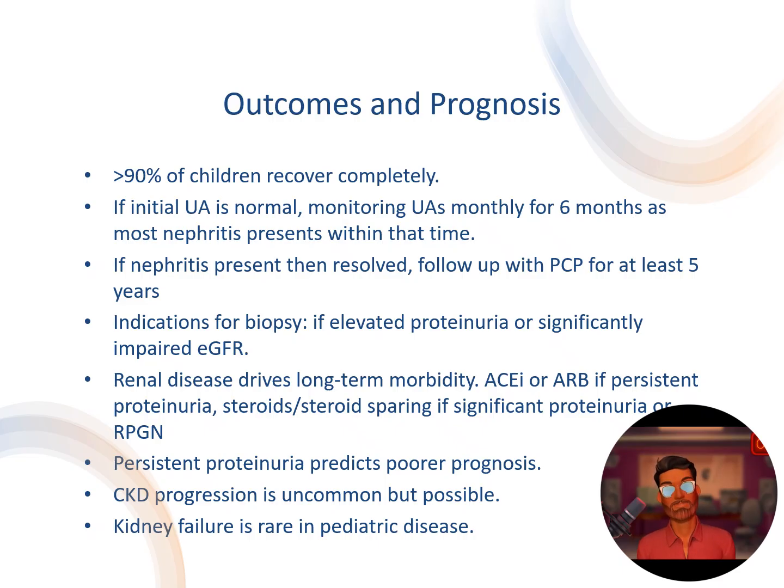Indications for biopsy we've discussed already: elevated proteinuria or significantly impaired GFR. The renal disease does drive the long-term morbidity. ACE inhibitors or ARBs if there is persistent proteinuria, steroids or steroid-sparing agents if there is significant proteinuria or RPGN which persists. And CKD progression is uncommon but possible.